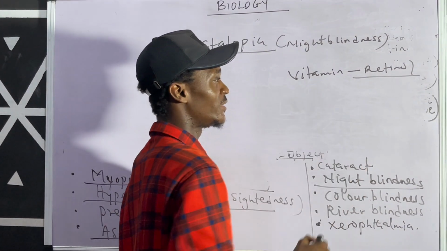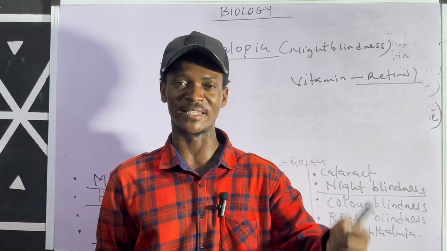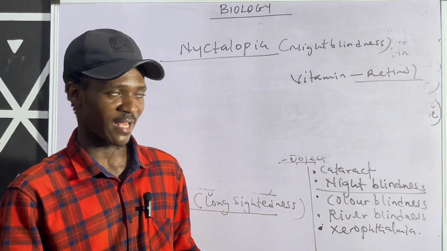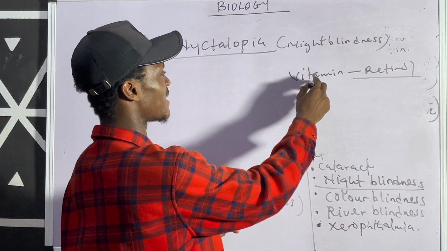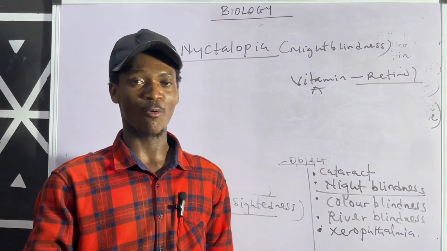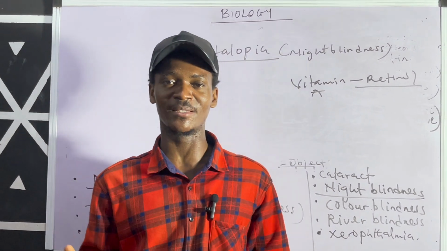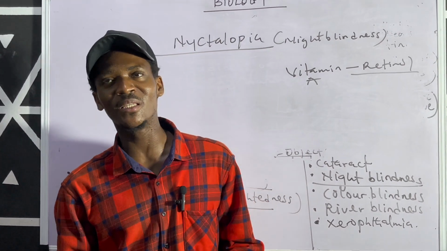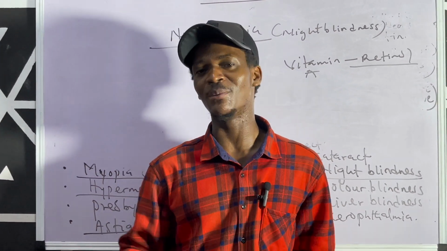All right. So this thing is often associated with the word retina, which is a part of the eyes that is sensitive to light. So when there is a deficiency of this vitamin A, it can result in night blindness. And when they say somebody has night blindness, it doesn't mean that when night is coming, the person is blind.